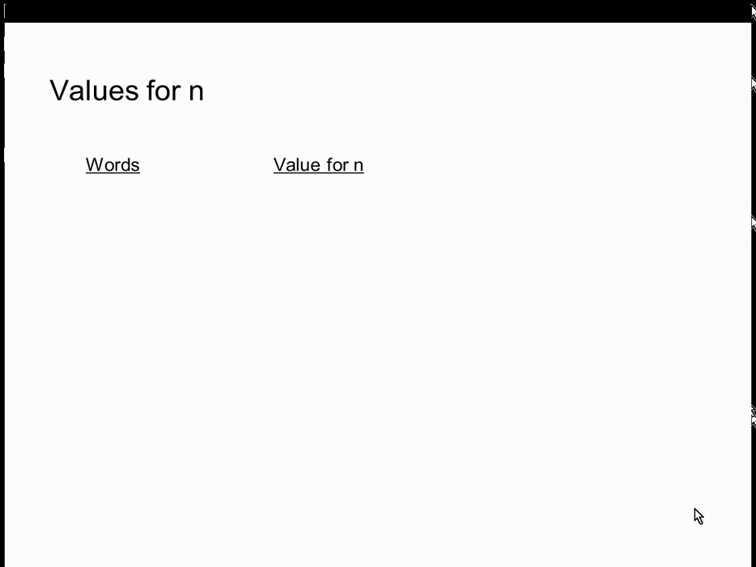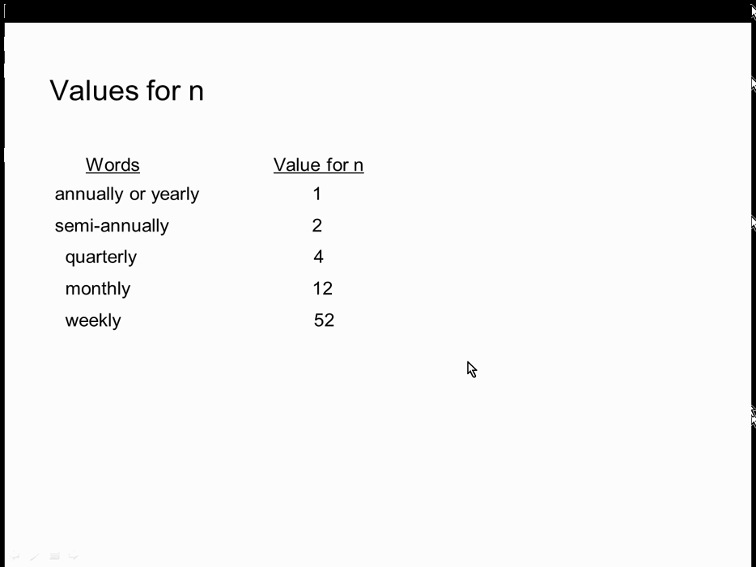So the values for n to go with certain words. Remember, n is the number of times you do the compounding. Annually or yearly, n is 1. In 1 year, there is 1 year. Semi-annually, half a year. There are 2 half years in 1 year. Quarterly, there are 4 quarters in a year. Notice there is no word for 3. Monthly, there are 12 months in a year. Weekly, there are 52 weeks in a year. Daily, 365. We will always use 365 for the value of n unless you're specifically told otherwise. Sometimes we use 360. That's usually called banker's interest or nominal interest. So unless you're told otherwise, use 365 for n.